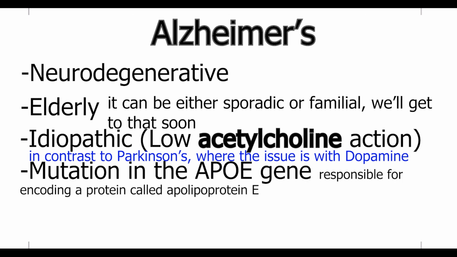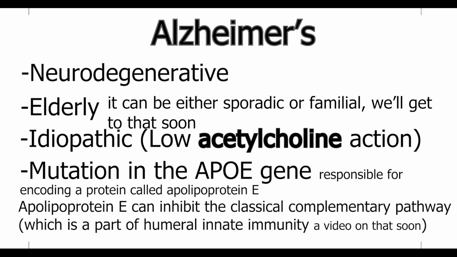There is also clear correlation with genetic mutations, specifically mutations in a gene called APOE, responsible for encoding a protein called apolipoprotein E. Apolipoprotein E is an interesting protein. You can find this protein ubiquitously on astrocytes in the central nervous system, and aside from its function in lipid metabolism, it also serves as an immune mediator. It inhibits the complement pathway and reduces inflammation. I guess that's a little too much detail for this video, so moving on.